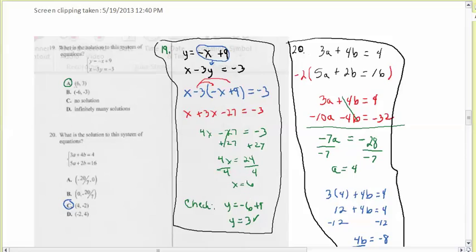Looks like it's going to be A. I'm going to check my answer. I'm going to plug my 6 into where I have an x on the first equation, and then I've got y is equal to 3.